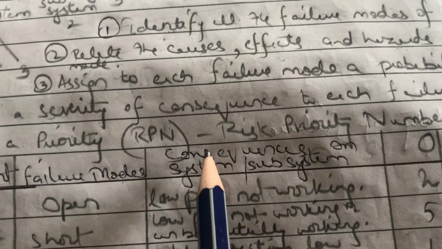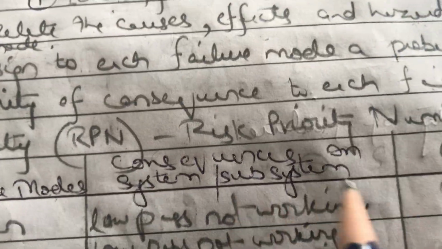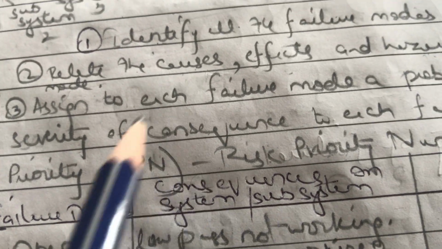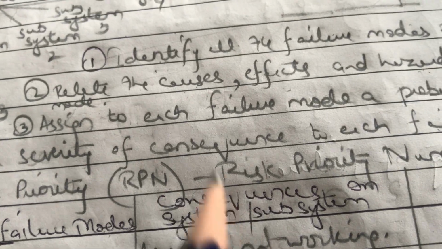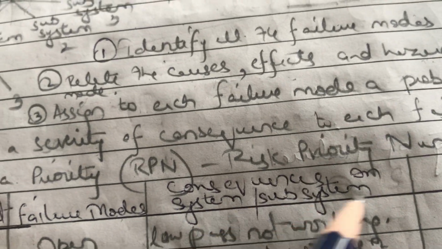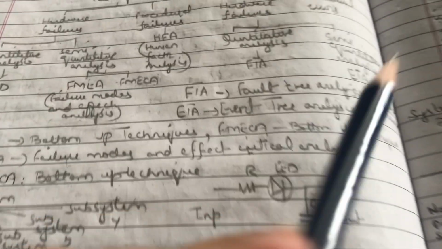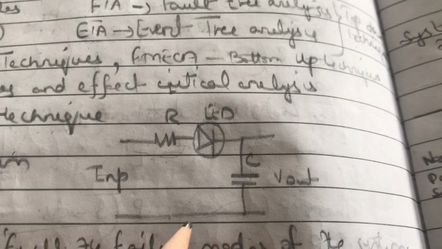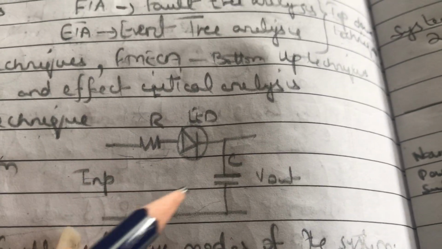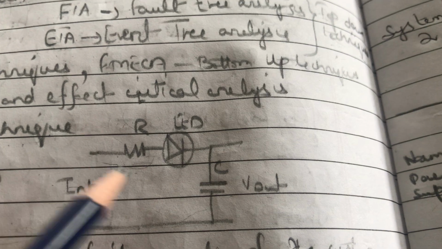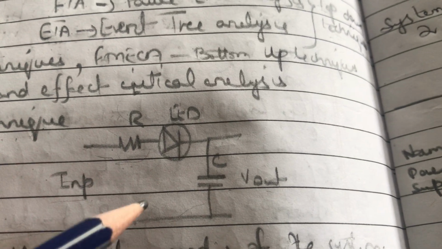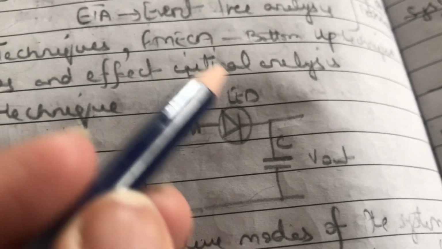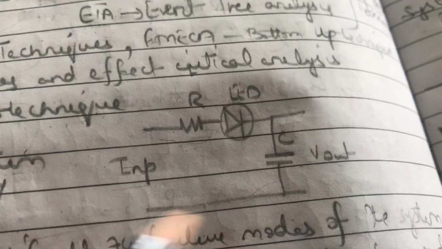Now the next column is the consequence on the system or subsystem. What are the consequences that can happen to our system or subsystem? This is our system, or it can be a subsystem. What would be the consequence of this resistor being short or open, with different failure modes, on our whole system or subsystem?